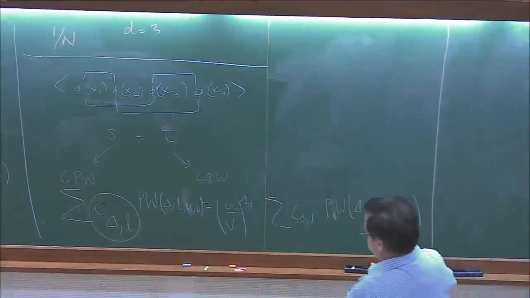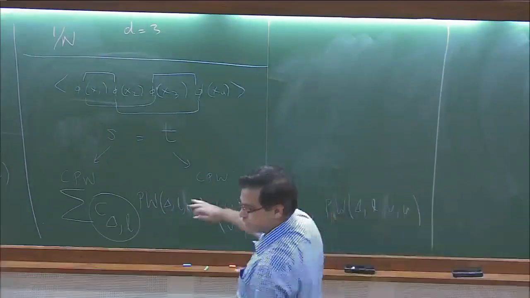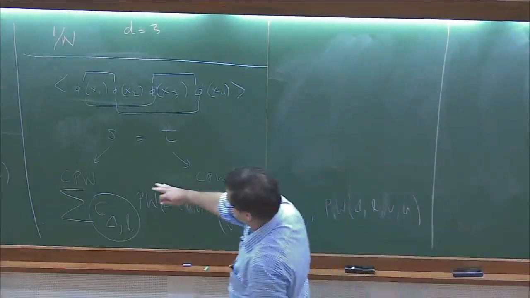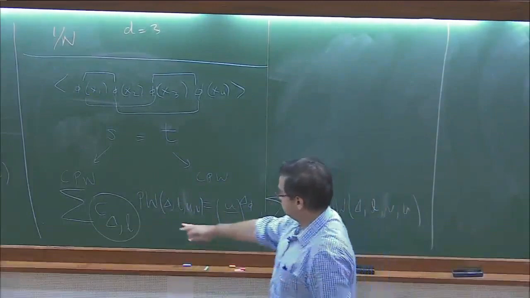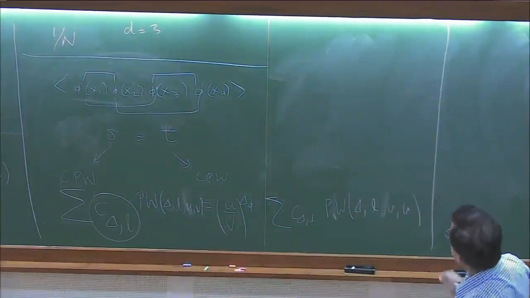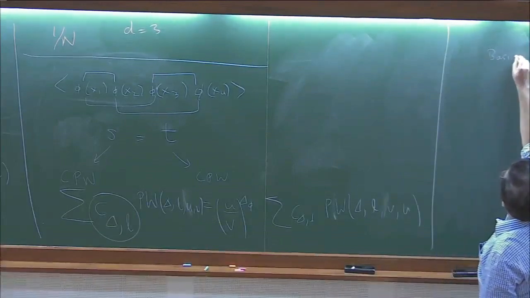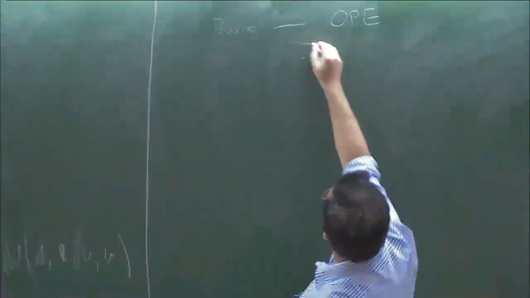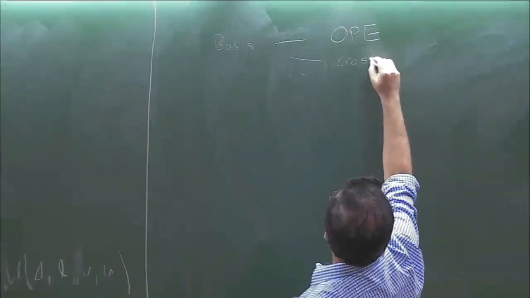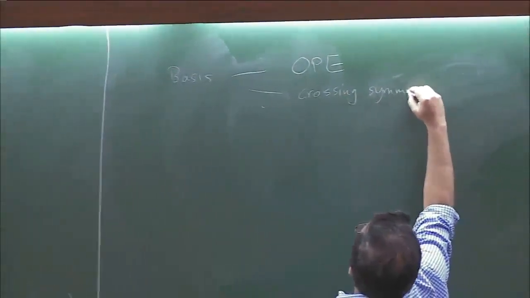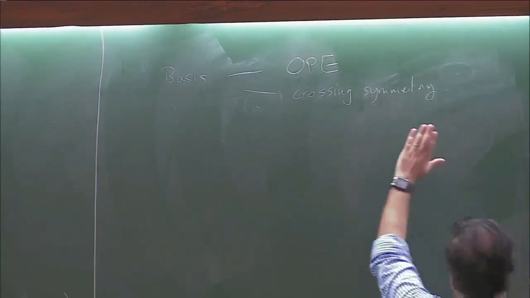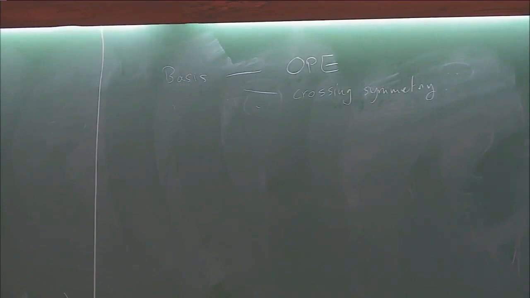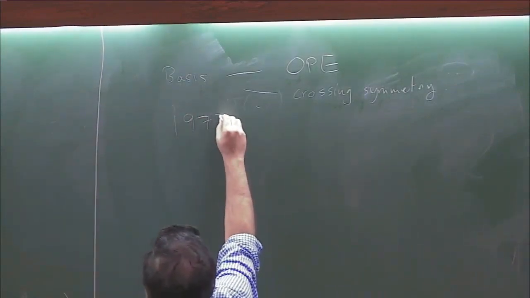So when we wrote down this equation, this is a crossing symmetry constraint, but these partial waves that were used to expand, they were consistent with the operator product expansion. So in order to choose a basis, you have to ensure that it is consistent with the OPE, and separately you have to impose crossing symmetry. So that is the philosophy: you have a basis which is consistent with OPE, and you impose this crossing symmetry condition separately.